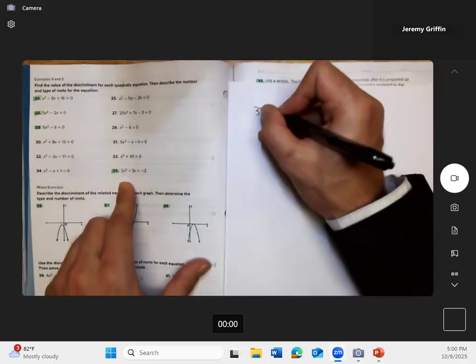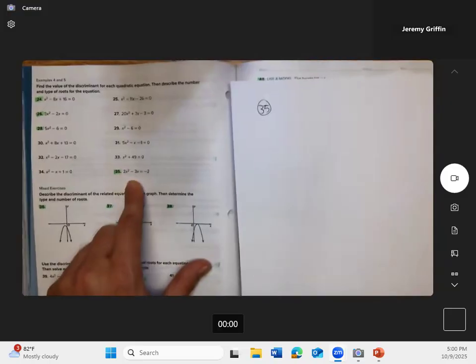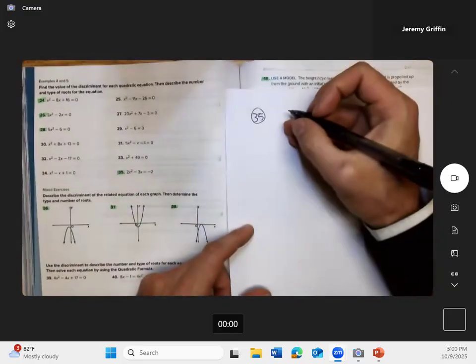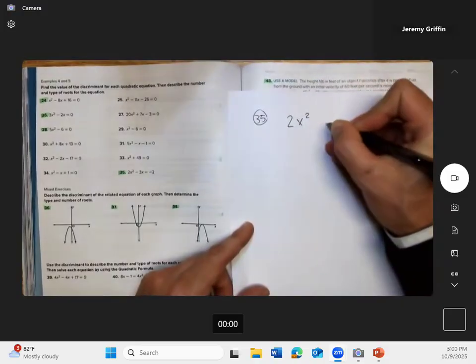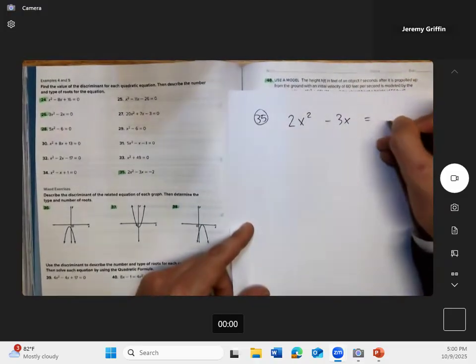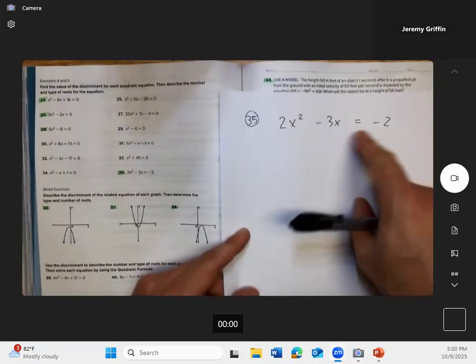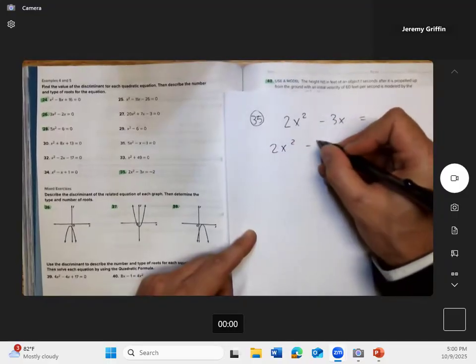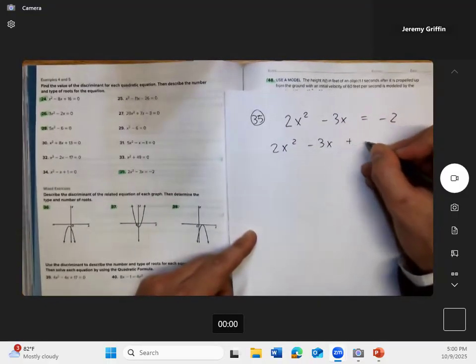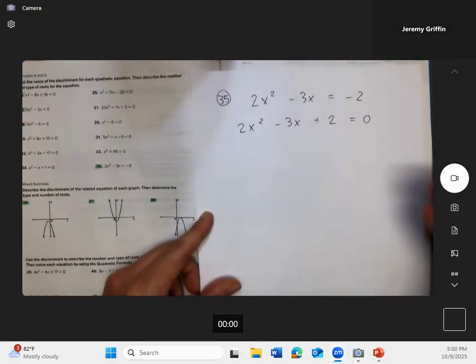35. Okay. Yeah, I was trying to pick out different ones ahead of time. So I wonder if this has a negative discriminant, probably. That's probably why I highlighted this one. We're going to find out. 2x squared minus 3x equals negative 2. Well, first I have to put it in quadratic form. So I have to add the 2 over. So I get ax squared plus bx plus c equals 0. Okay. And now the quadratic formula applies.